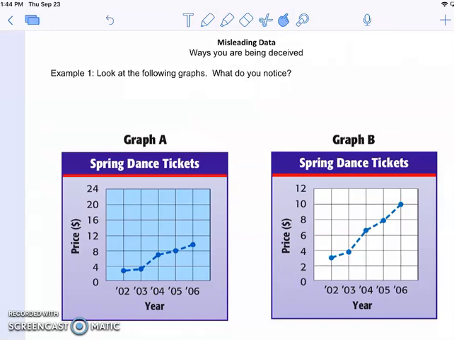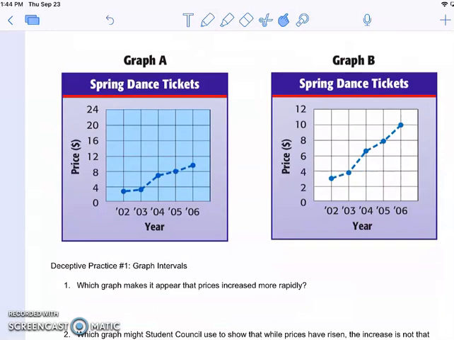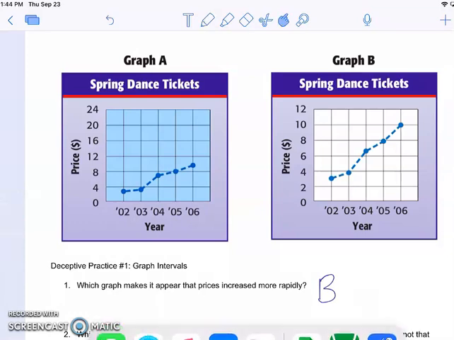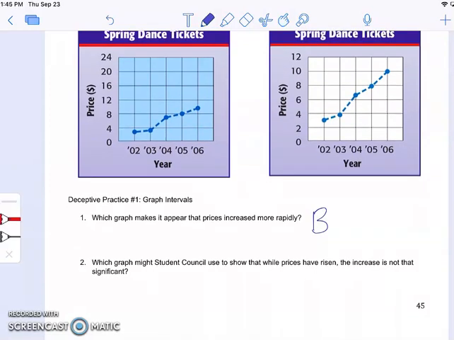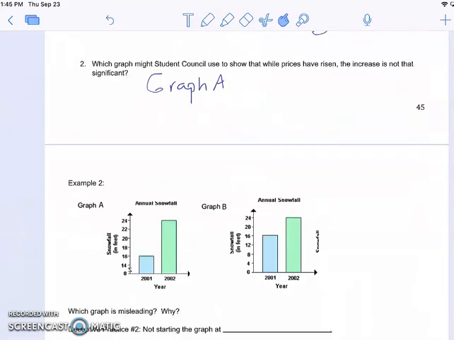Well, I notice the year is the same, but the scale is different. And so how does that make us perceive these graphs? For example, B looks like it's increasing more rapidly because that's a steeper line, just because of the scaling. So if it asks us which graph might the student council use to show that prices have risen, but the increase is not that significant, I would definitely choose graph A. It's going up, but it doesn't look nearly as steep as graph B.